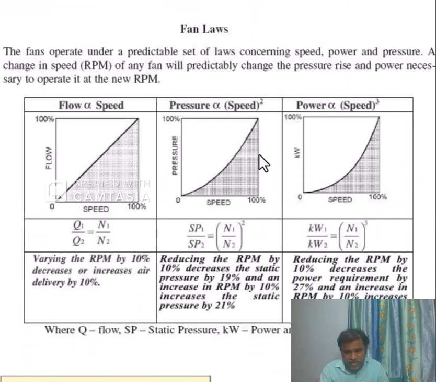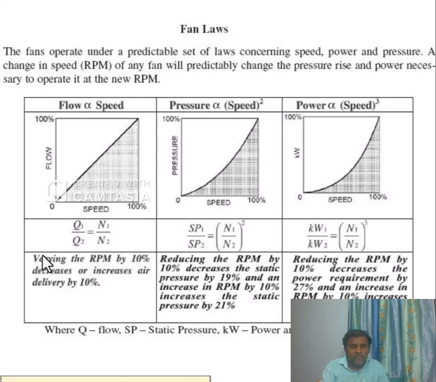Fan loss, what are fan losses? Fan losses are also very important in deciding the selection of a fan. Here, Q1 by Q2 is equal to N1 by N2, where N1 and N2 are the RPM, Q1 is the volume of gas and Q2 is the volume of another gas, that is, gas or air, I can say.